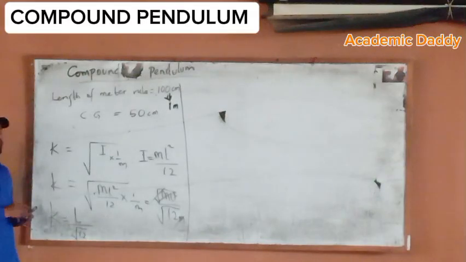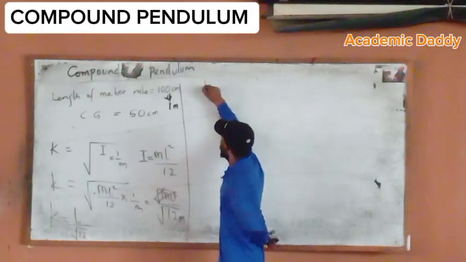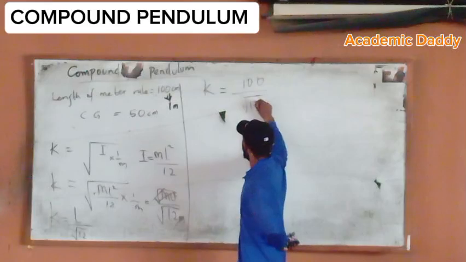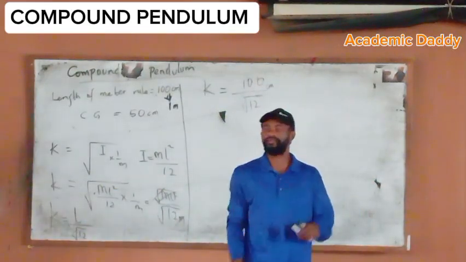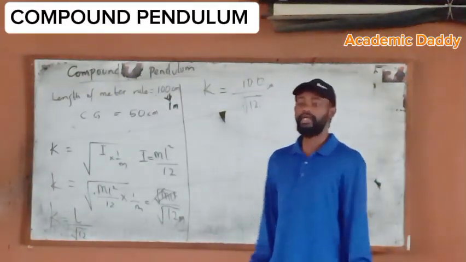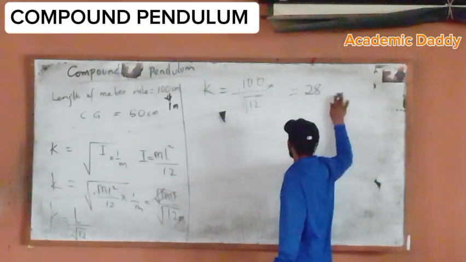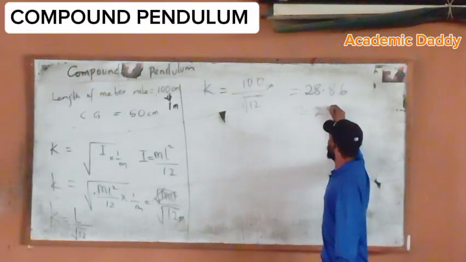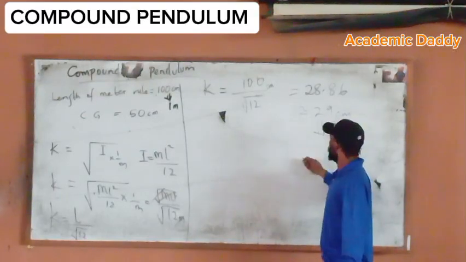So in this case, I can use meter or I can use centimeter. I'll say K is equal to 100 all over 12, and punch it for me. Notice that this is in centimeters. So punch 100 over 12 for me. What do you have? It should be giving you around 29 or thereabouts. Just check. Okay, it's giving you 28.86, which is approximately 29 in centimeters. And in meters, this will be 0.29.